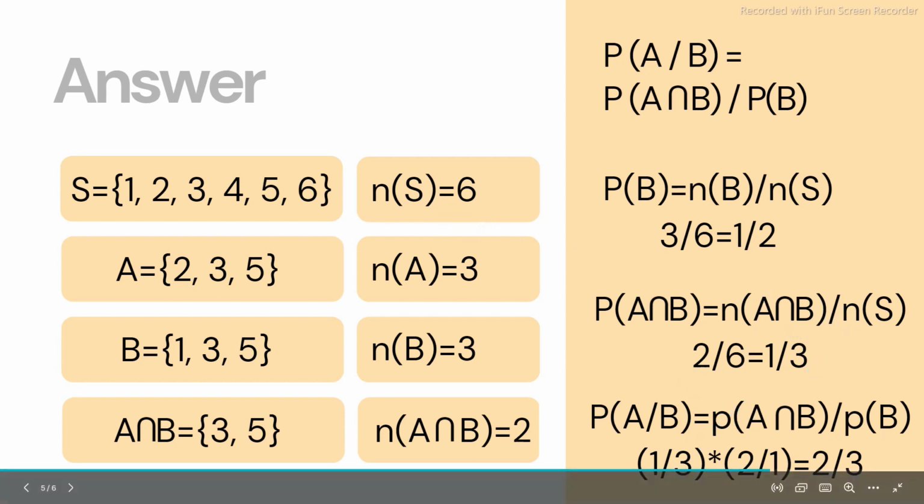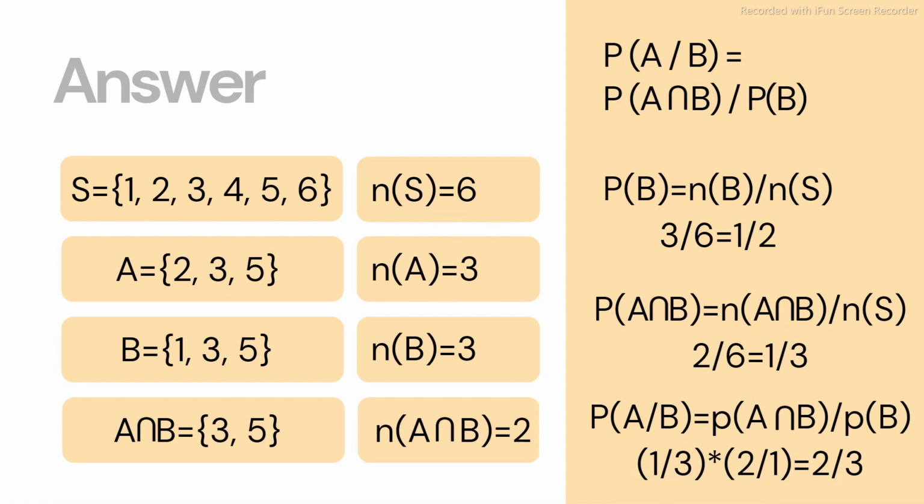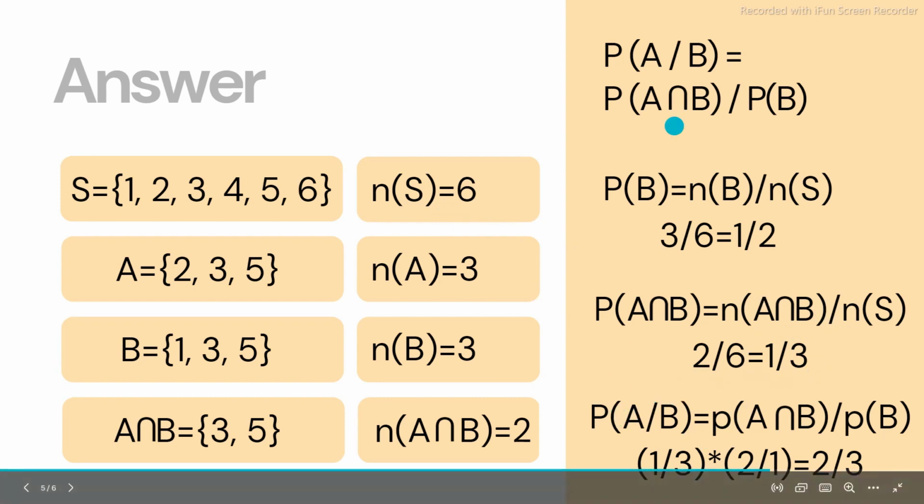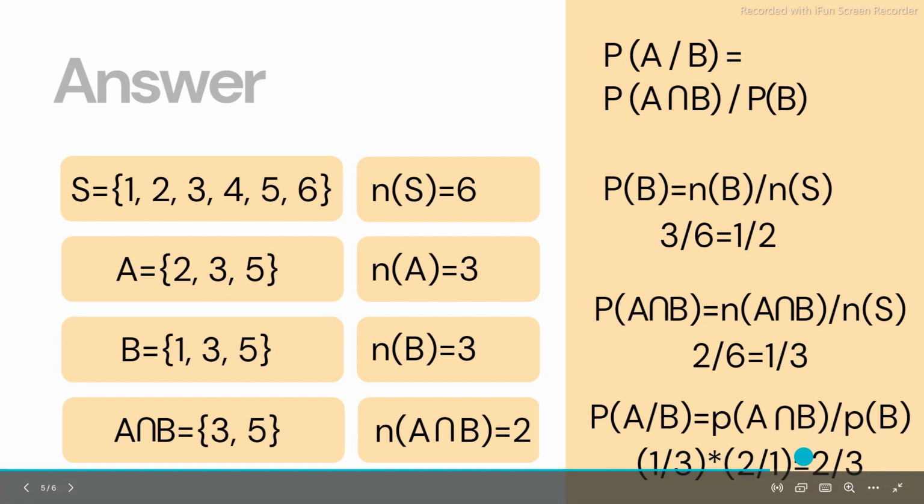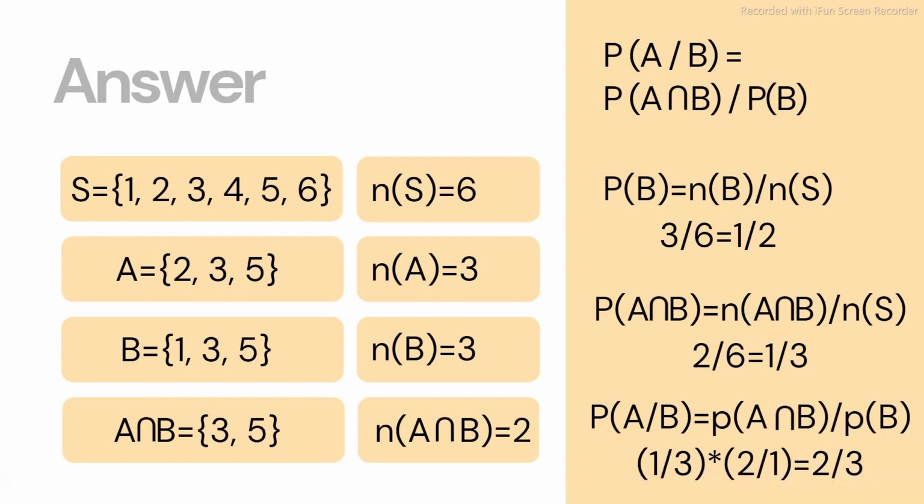Now we have P of A intersection B and we have P of B. And according to the formula, P of A given B equals P of A intersection B divided by P of B. And we have 1 by 3 divided by 1 by 2, that's equal to 1 by 3 into 2 by 1, and we have the answer as 2 by 3. And if we convert 2 by 3 into decimal format, we get 0.66. In percentage format, it is 66%. Just look over here.